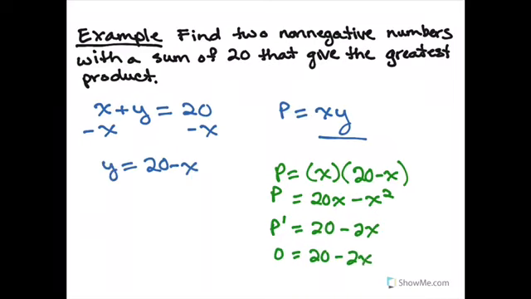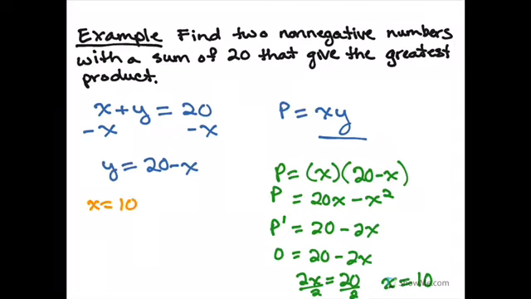I'll add 2x to both sides, and I get 2x equals 20. And if I divide both sides by 2, we get x equals 10. Again, I don't have to do the first derivative test on this to make sure it's a max because I'm not trying to trick you. If I ask you to maximize a problem, the critical point you find is going to be the max. So that means my first number is 10.